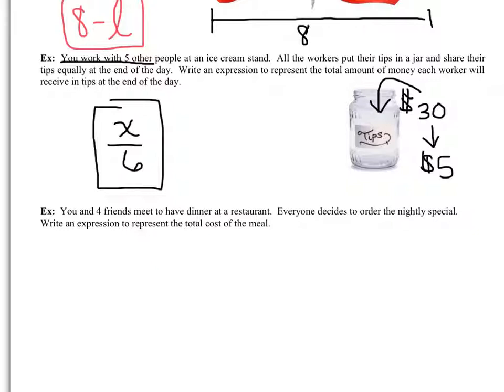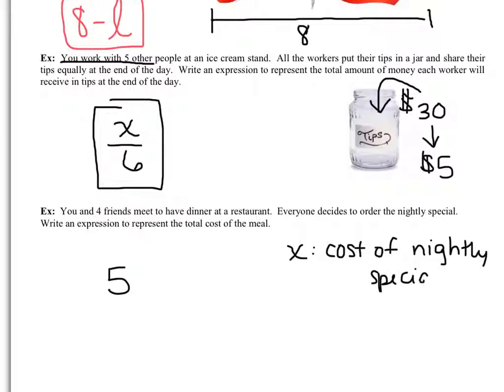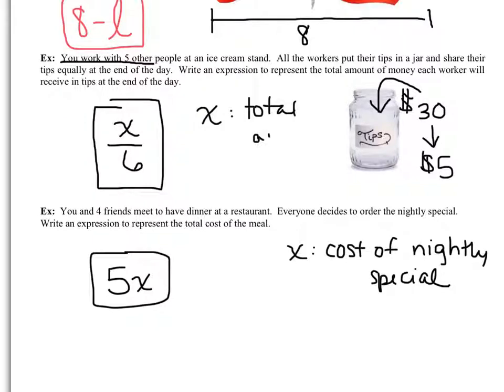Down here, I tried to trick you again. You and 4 friends, that's 5 people. And if you're each ordering the nightly special, the thing we don't know, we'll let our variable represent the cost of the nightly special. And you can even think, well, if that was $10 and there's 5 people, that would be $50. So the quick way to do that is to multiply. Up here, I meant to mention, x stands for the total amount of tips.